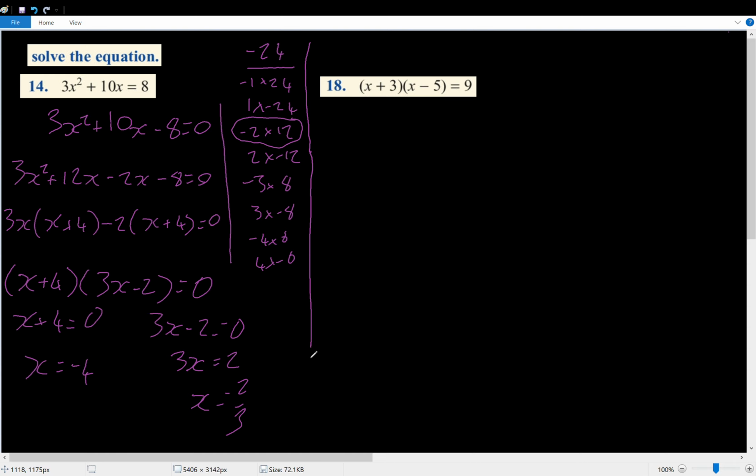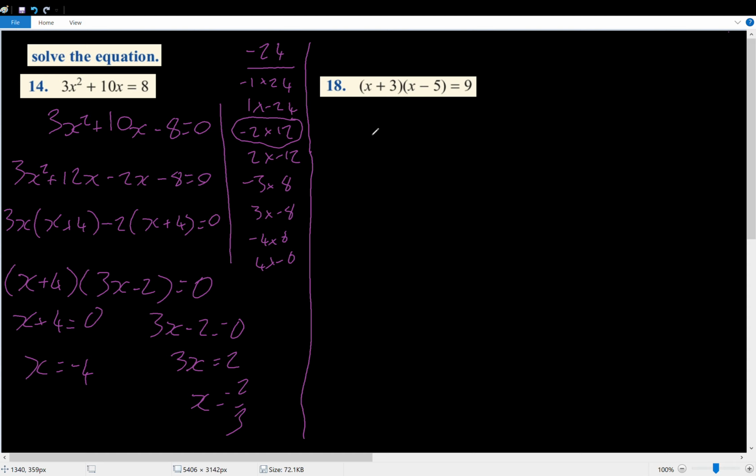Now question 18 is also a quadratic, it's just hidden a little bit. The mistake that could be made with this is assuming that it's like our last line of question 14, where you've got the two brackets equal to a number. And the mistake that some people might make is to set each of these brackets equal to 9. But that only works when it's equal to 0. It won't work when there's any other number there. So in order to solve this out, we're going to have to multiply out the brackets first, then bring the 9 over, and then factorize again.